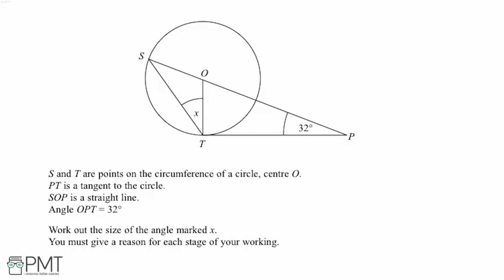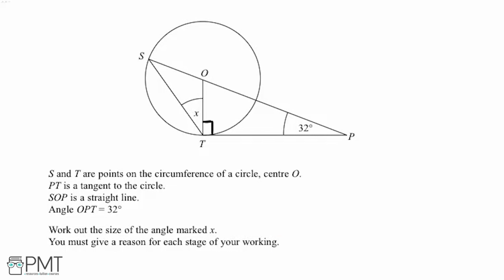So in the question it says PT is tangent to the circle. We also know, because this is the centre of the circle, this line here must be the radius. And whenever we've got a tangent and a radius meeting like this, we know that it must be 90 degrees. So we've proven that there, and I'm going to draw in this symbol to represent on the diagram that's 90 degrees.